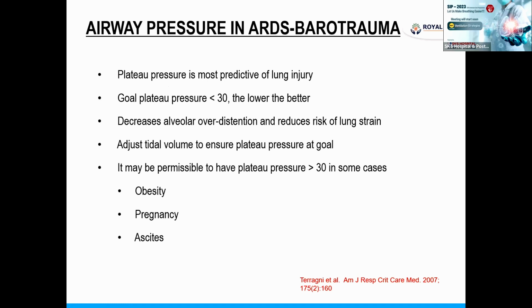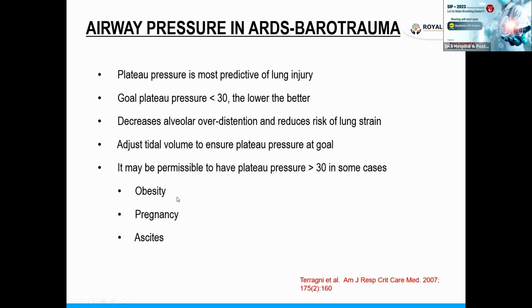There are certain patient groups in whom you can accept a slightly higher plateau pressure. They are patients who are very obese, pregnant patients, or patients with severe ascites, where there is a lot of pressure from the abdominal compartment onto the lung. In those patients, you can accept a plateau pressure of slightly more than 30, up to 32 to 34.